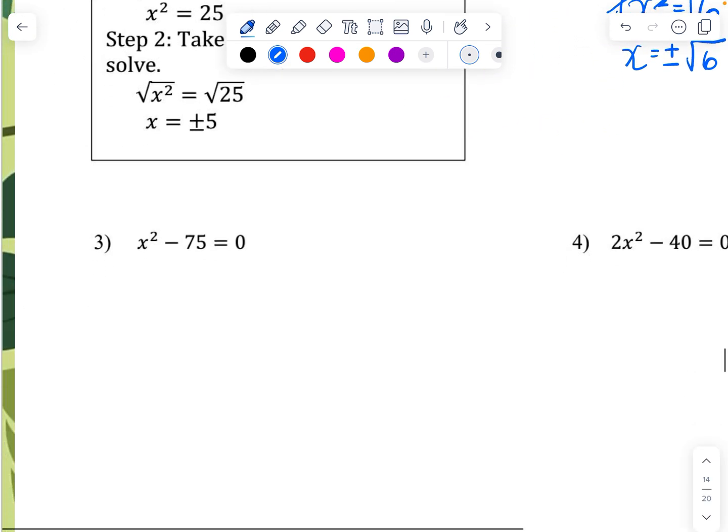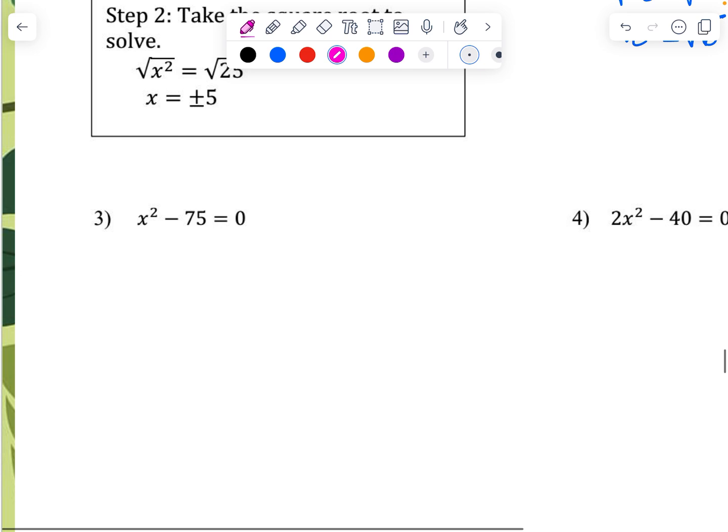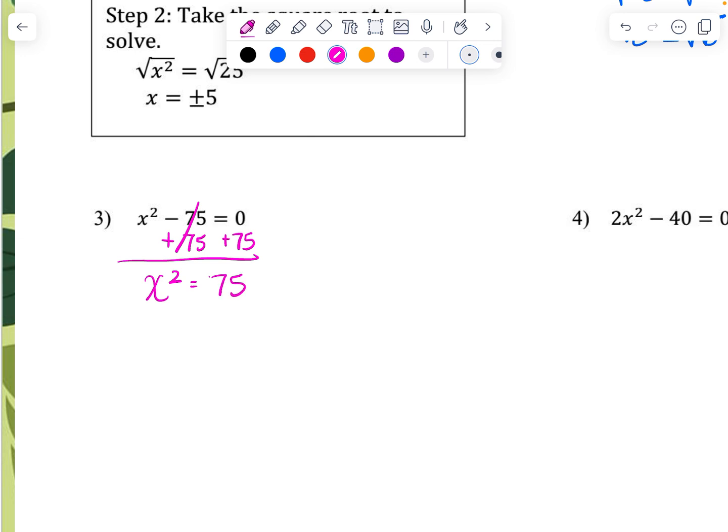All right, number 3. I have x squared minus 75 equals 0. I'm going to add 75 to both sides. I get x squared equals positive 75. My next step is square root both sides to get x alone. And x is equal to plus or minus the square root of 75. Now I need to pause here and think about, could the square root of 75 be simplified?